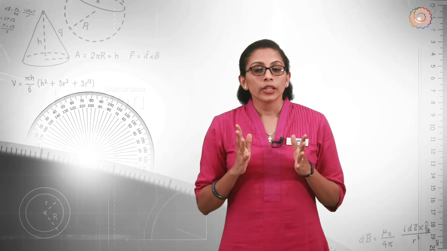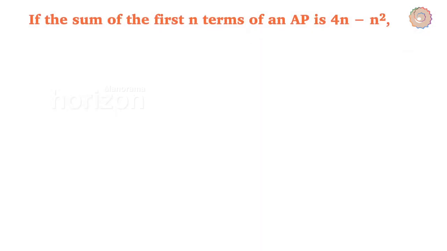Now, fifth problem. If the sum of the first n terms of an AP is 4n minus n square, what is the first term? That is S1.